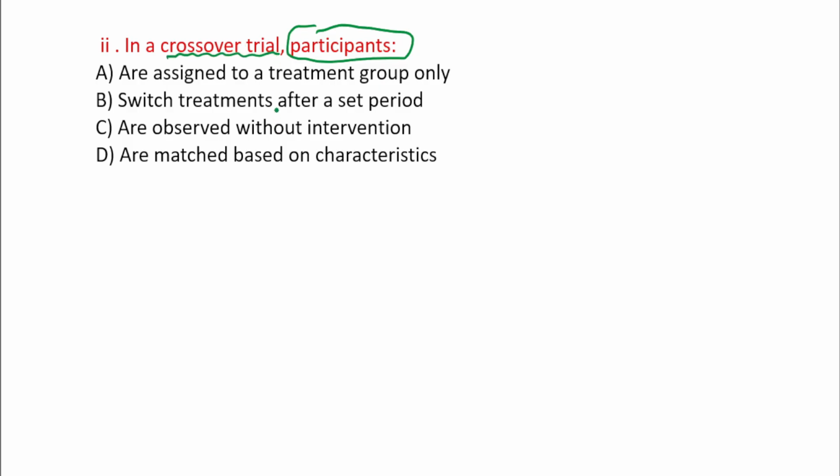Okay, so I will tell you the answer directly for this question. In a crossover trial, the participants switch the treatments after a set period of time. So option B is the correct answer. Once again, in a crossover trial, participants switch treatments after a set period. So if this question comes in the examination, blindly put the answer as switch treatments after a set period. Please, students, remember this question and its answer.